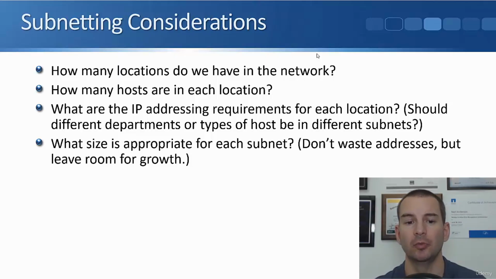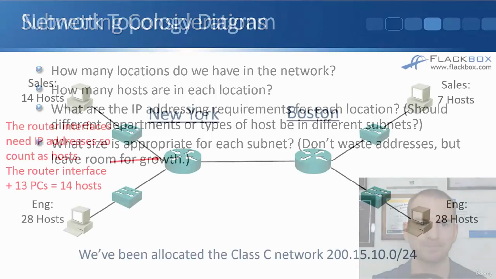And the last question here, what size is appropriate for each subnet? We don't want to waste addresses, but we want to leave some room for growth. So we need to have a bit of a balance here. Don't make it too big, we're wasting addresses, but don't make it too small that we're going to run out of addresses and then have to do a redesign later. That would just be giving ourselves a big headache.